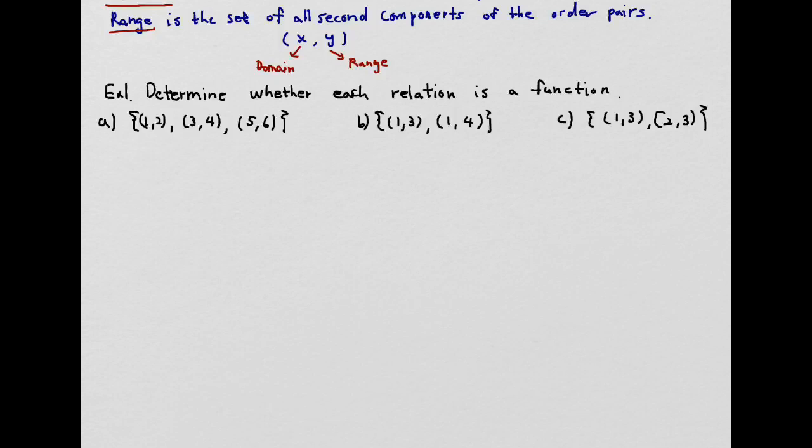So let's look at A. We have three ordered pairs, and I'm going to write this with the list of domain on the left side and range on the right side. So all the x values are the domain, so 1, 3, 5 will be the domain, right? And the range is going to be 2, 4, and 6. The first ordered pair says 1 corresponds to 2. The second ordered pair says 3 corresponds to 4. The third ordered pair says 5 corresponds to 6.